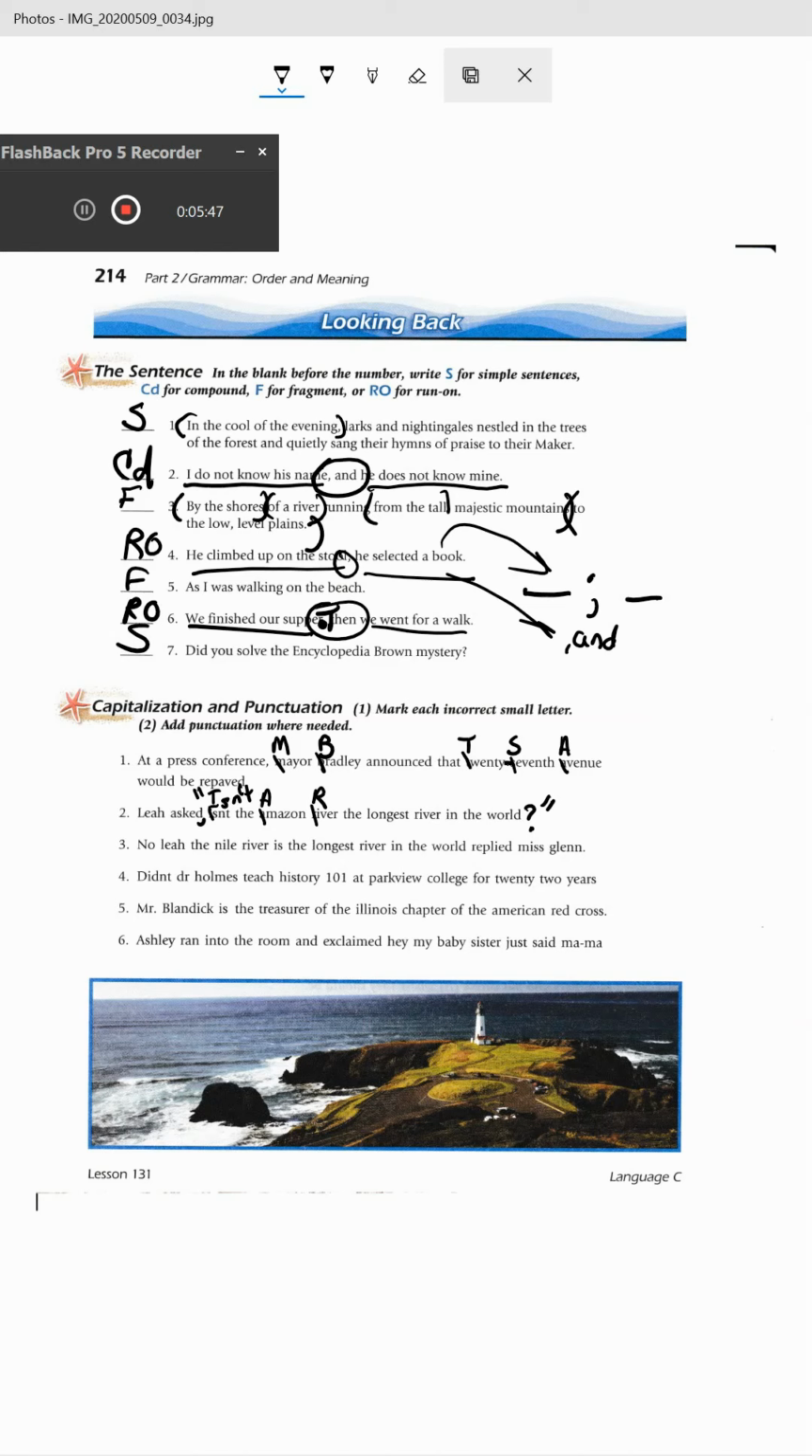"One more. No, Leah, the Nile River is the longest river in the world," replied Miss Glenn. All right. So, first of all, let's capitalize Miss Glenn. That's an easy one, right? And capitalize Leah. And capitalize Nile. And capitalize River. All right. This is a direct quote, so put a comma after it.